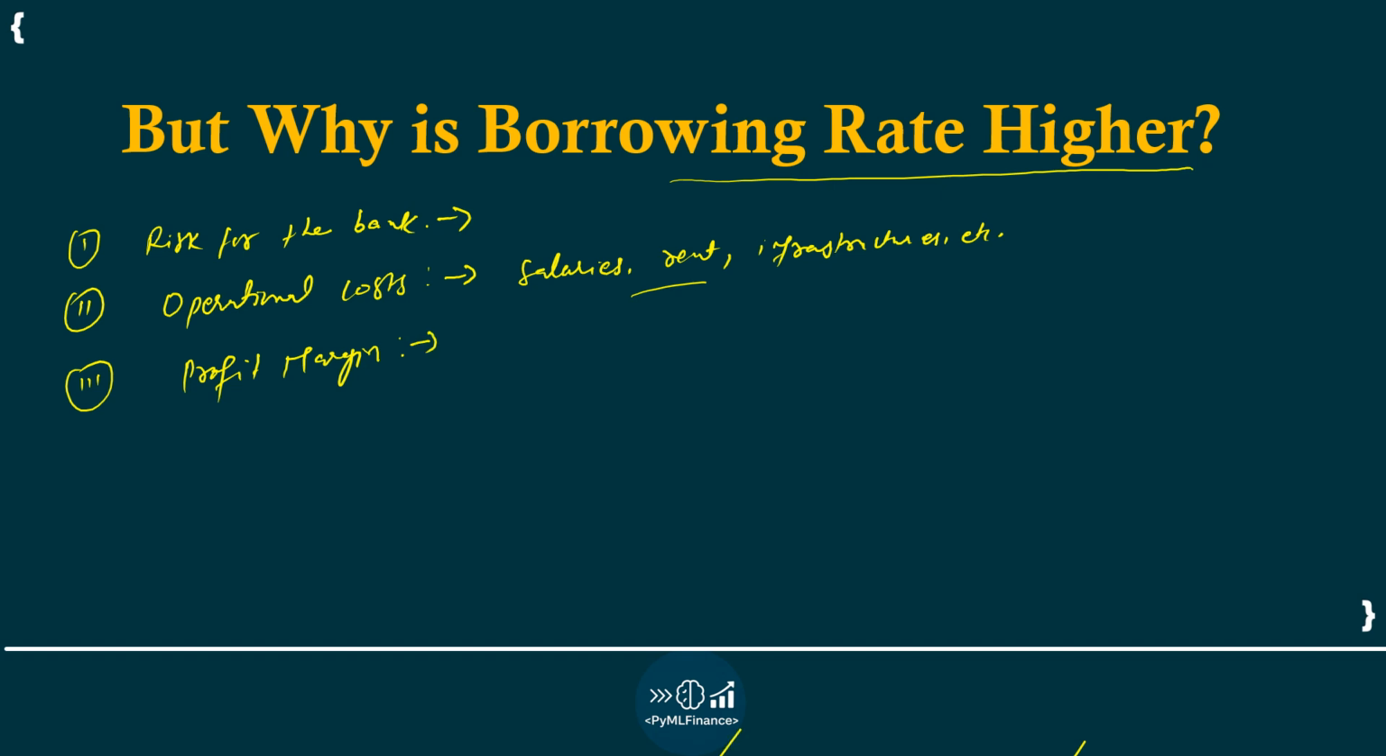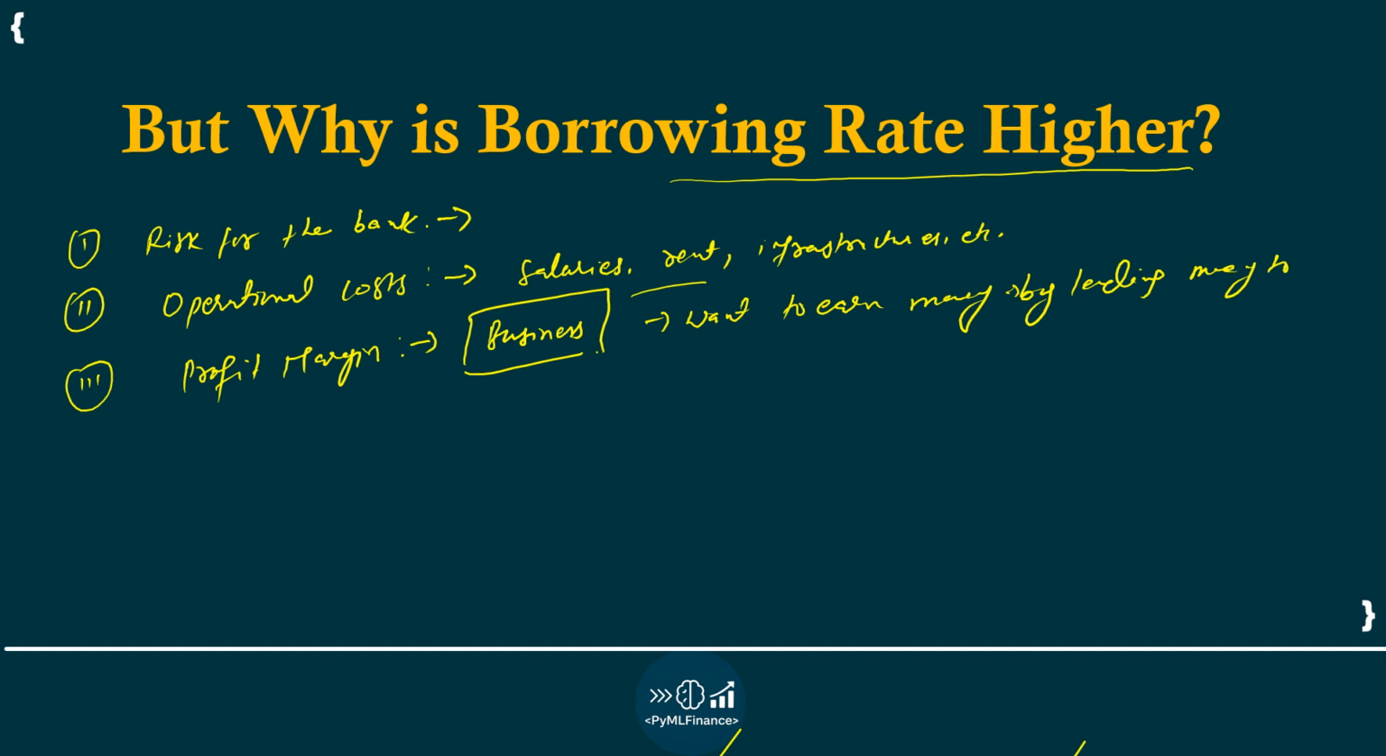A bank is also a kind of business, so they also want to earn some money. And how do they do it? By lending money to others. And what is this money? Your savings. Okay, so these are the three reasons why the borrowing rate is higher than the saving rates.